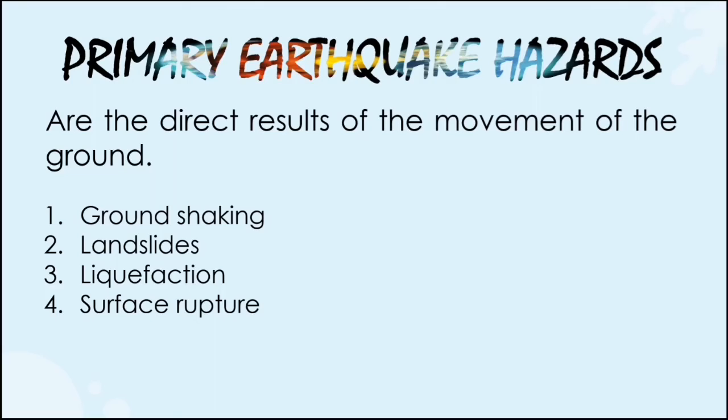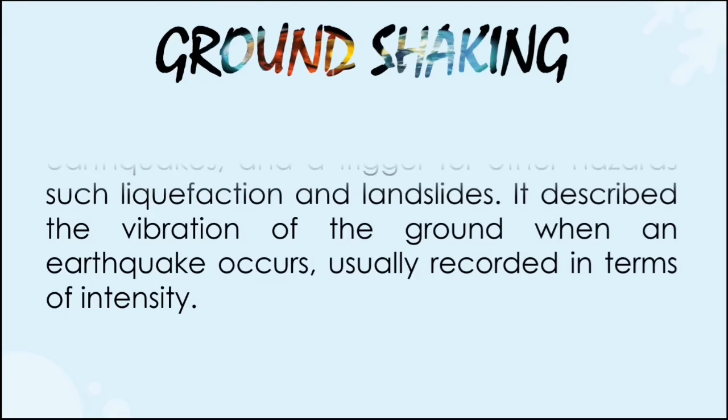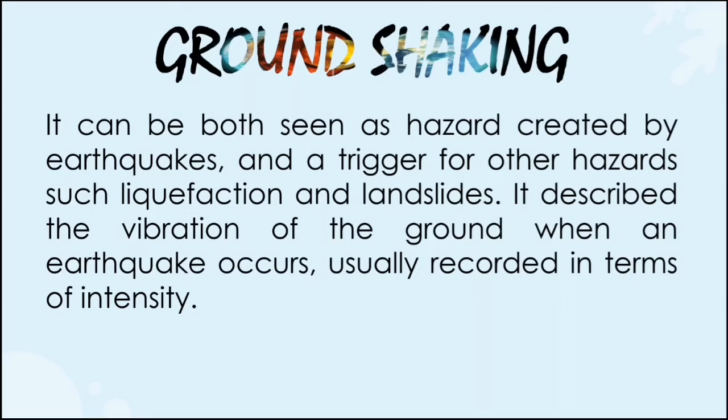So here are the ground shaking, landslide, liquefaction, and even the surface rupture. Let us talk more about these primary hazards. First, about the ground shaking. From the words itself, alam na natin kung ano yung definition niya. But anyway, for the discussion's sake, let us look through it. So, ground shaking can be both seen as hazard, which is created by earthquakes, and a trigger for other hazards such as liquefaction and landslide. So this is described as the vibrations of the ground when an earthquake occurs, usually recorded in terms of intensity.